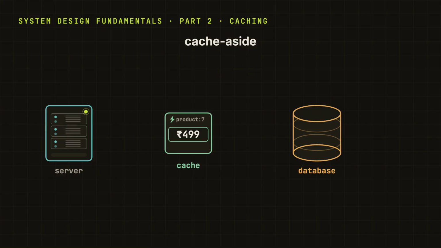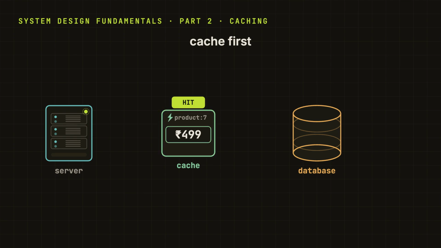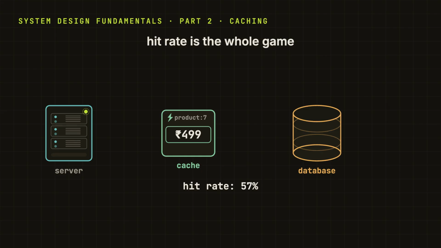It works like this. A request comes in for the product price. The server first checks the cache. If the data is there, we call that a cache hit. It returns it immediately and never touches the database. If it is not there, that is a cache miss. The server goes to the database, gets the data, stores a copy in the cache, and returns it. So the first person pays the slow price. Everyone after them gets the fast one. The whole point is to get as many hits as possible.